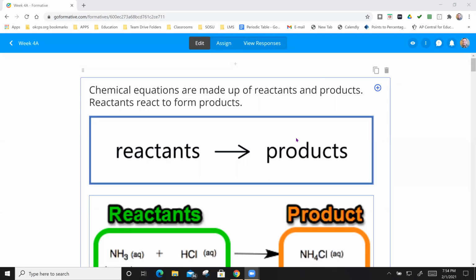In this lesson, we are going to be looking at chemical equations, and in particular, we should be able to identify reactants and products from a chemical equation. Chemical equations are made up of reactants and products. Reactants react to form products. So here we have reactants, and then there's an arrow, and then products. The reactants react together and then they form products.